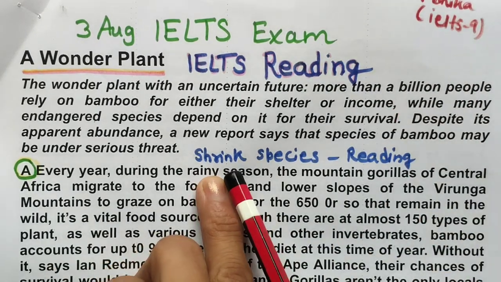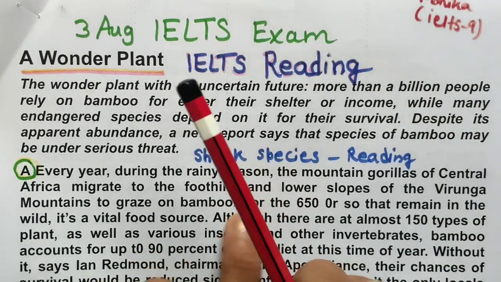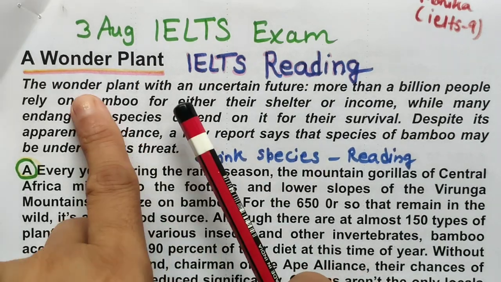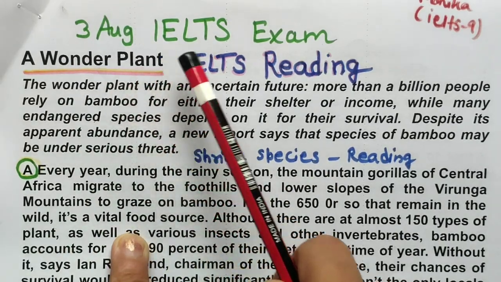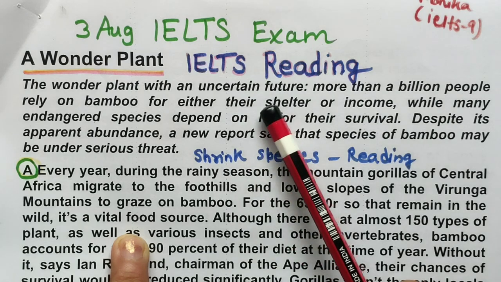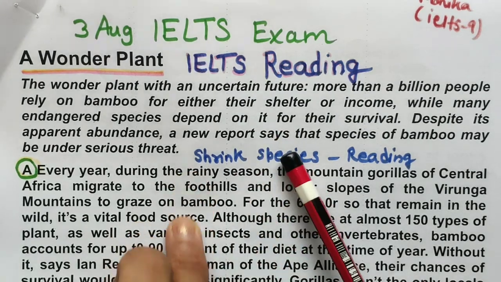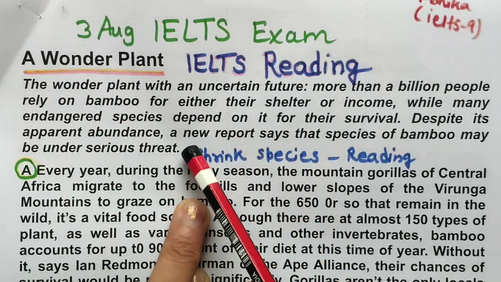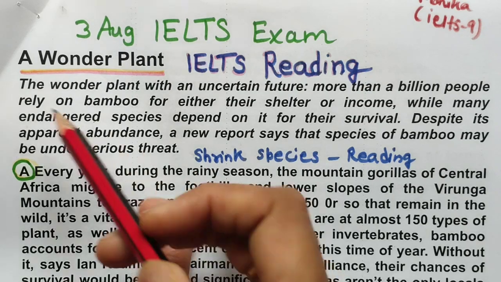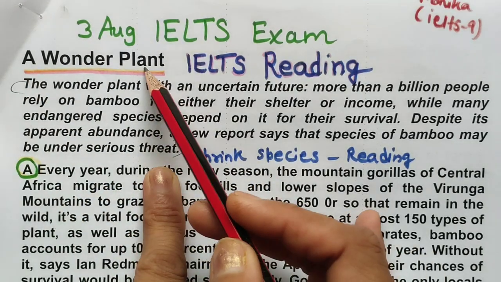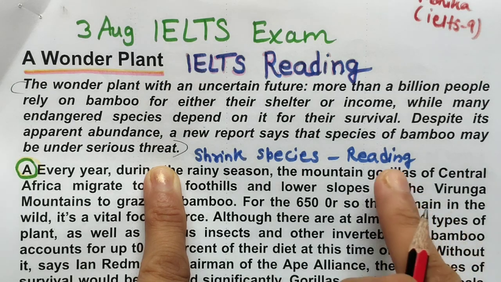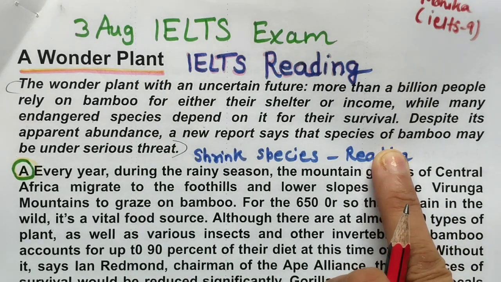So let's do this reading, shrink species. These words are in this video, a wonder plant, that was reported on 3rd August IELTS exam. We will not be reading anything, but if you want to read these 3-4 lines, you can pause the screen, then they will talk about this wonder plant. Okay, let's see what type of questions we have.